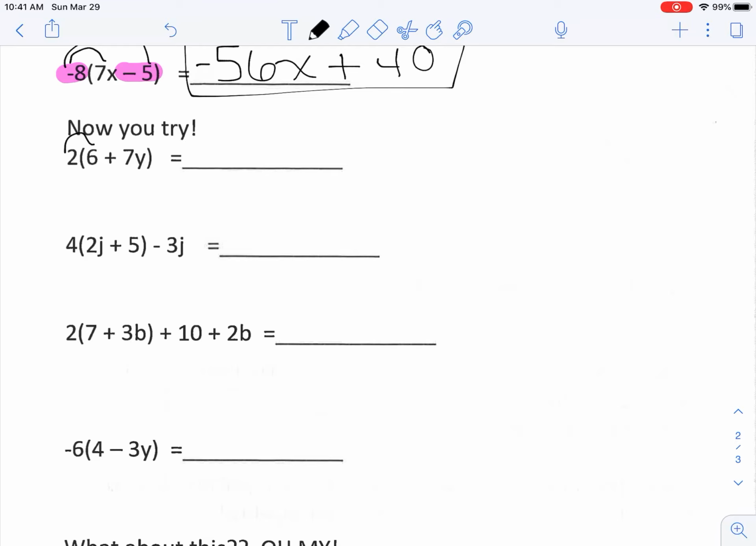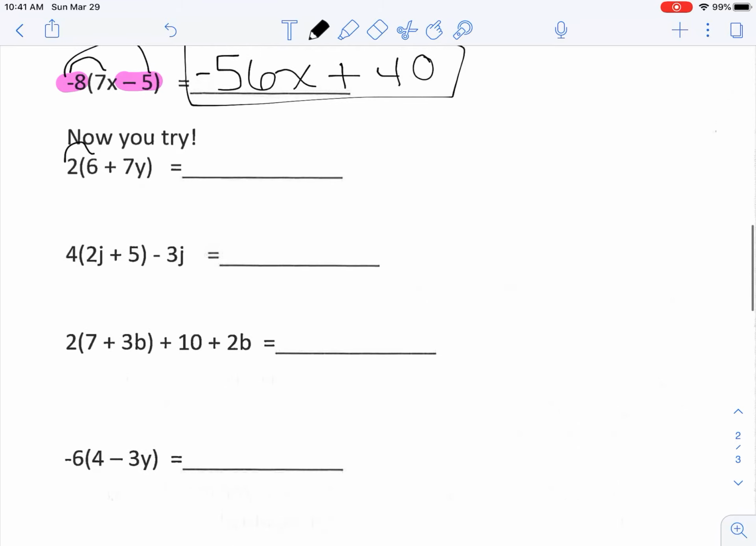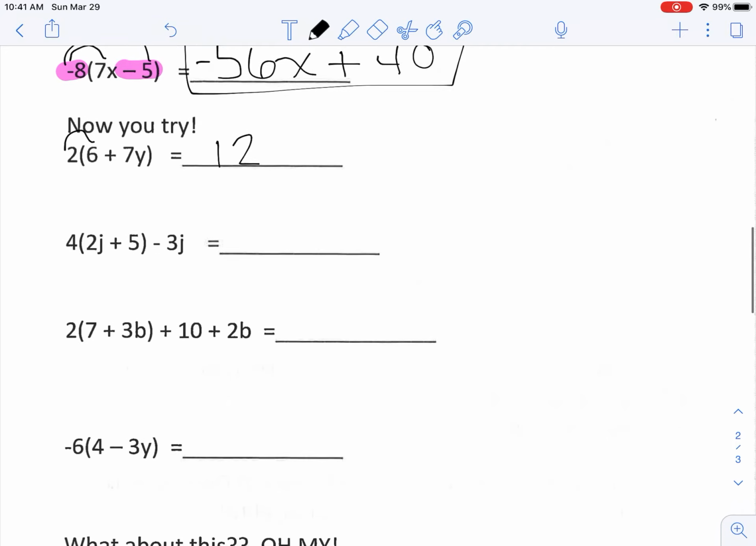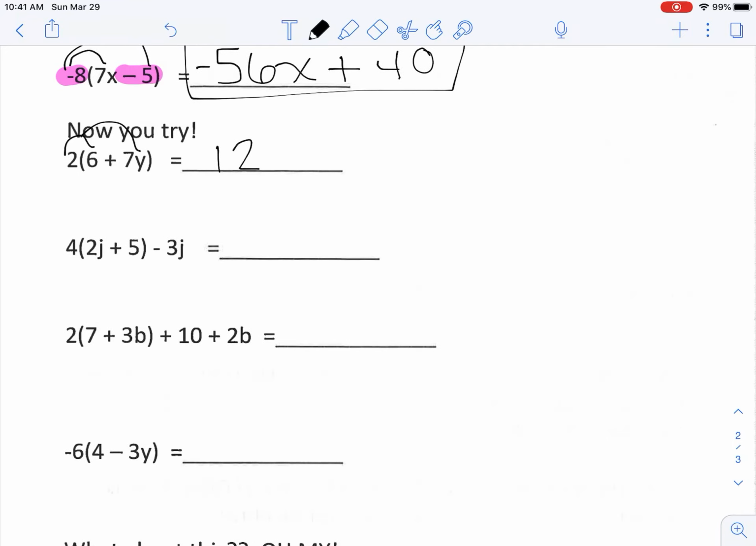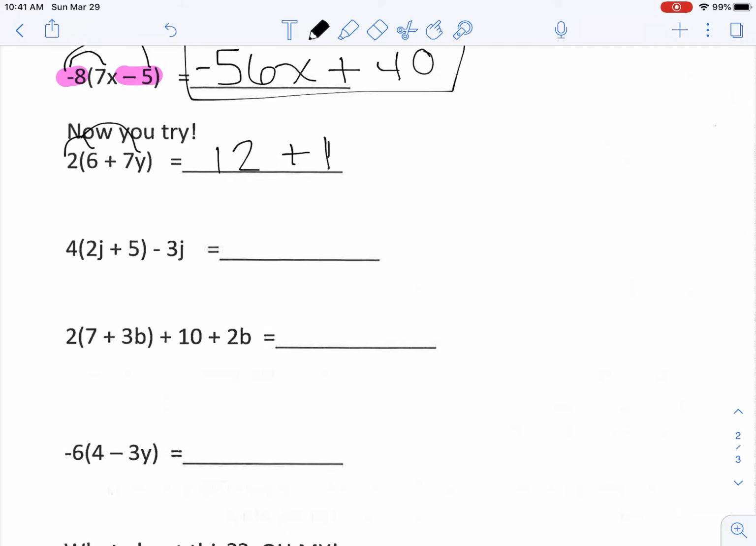All right, here we go. 2 times 6 is 12. 2 times 7 is 14. So 2 times 7y is positive. Sorry, my little stylus is having problems. Plus 14y. Don't know what's happening. All right, so that one should be 12 plus 14y.